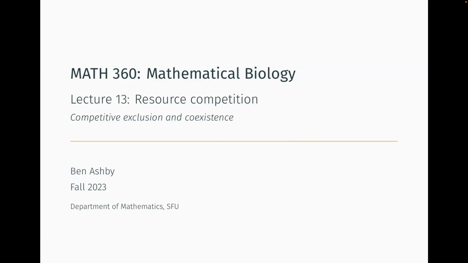And yeah, then we focused on the resource competition model, so the Lotka-Volterra competition model, and went through the analysis of that algebraically. And today we're going to be talking about phase planes and how we construct those, and then ideas about competitive exclusion and coexistence when we have two species that are competing for shared resources.